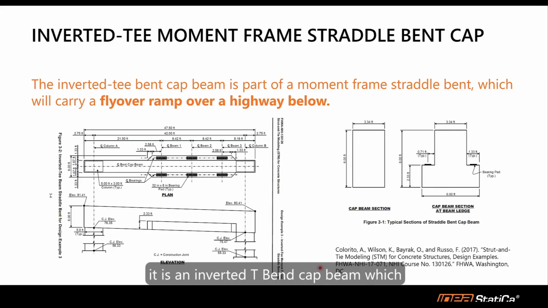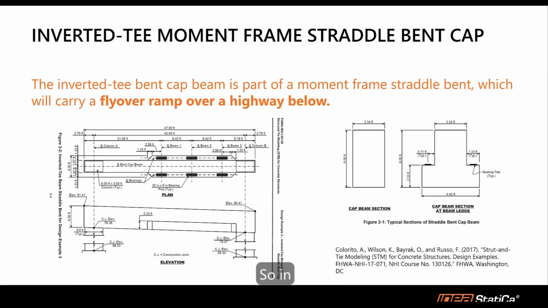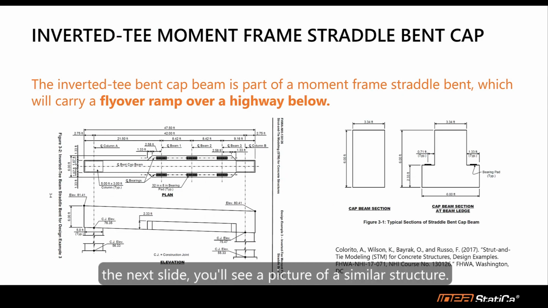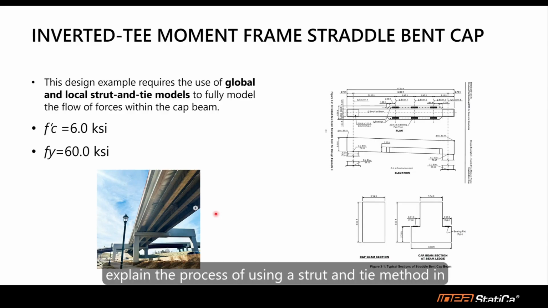It is an inverted T bent cap beam, which is part of a moment frame straddle bent. This beam will carry a flyover ramp over a highway. So here you can see the elevation and then the plan view. In the next slide, you will see a picture of a similar structure. In that design example, they explain the process of using a strut-and-tie method in the global model of the beam. And then they also use a local model for the cross section at the beam ledge.